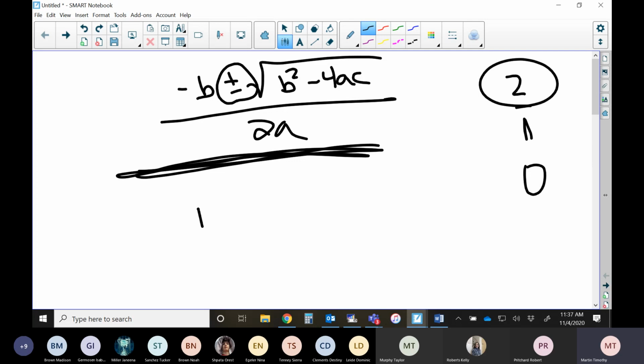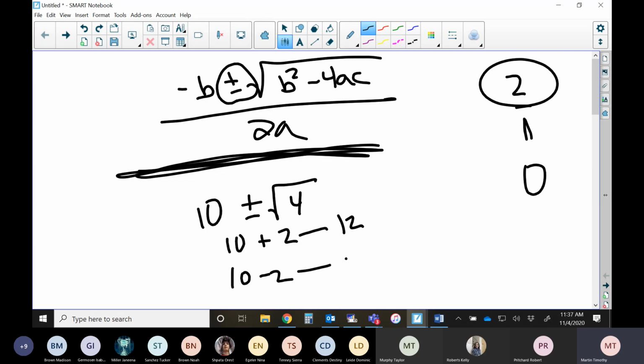So let's say the b was 10 and the plus the square root of 4. Well, what's the square root of 4 really? 2. So one time I'm going to take 10 and add 2. One time I'm going to take 10 and minus 2. Do you see where you get split? One is 12 and one is 8. Those are 2 different answers. Do you get what I'm showing? So you see how there's 2 answers? Are you with me?